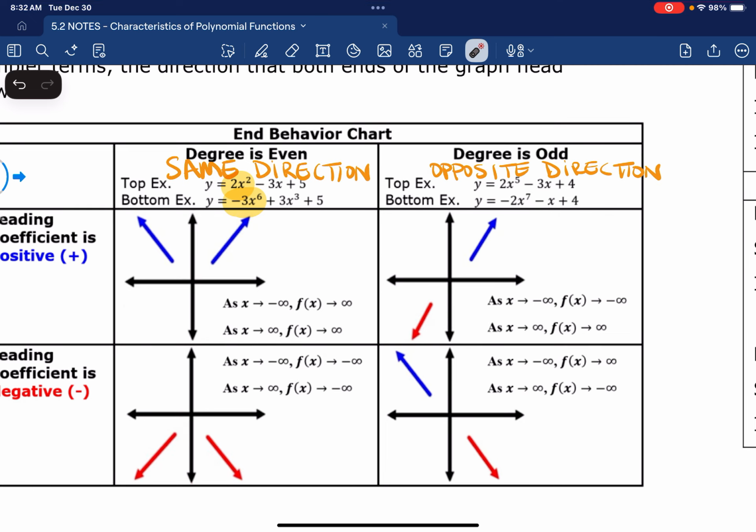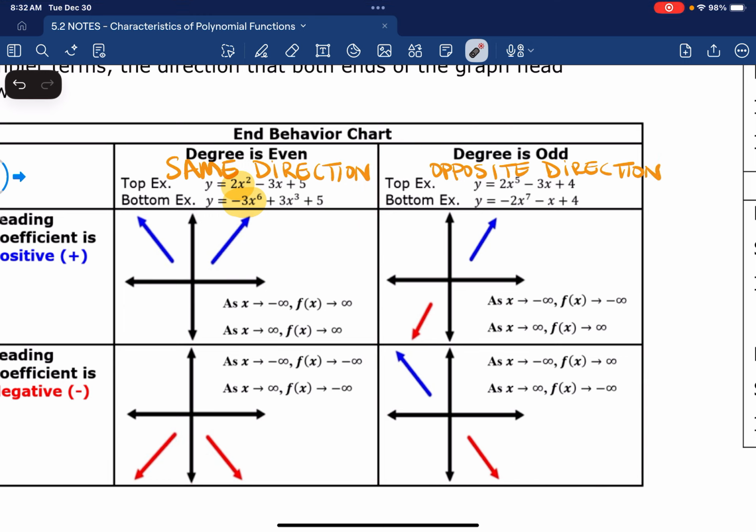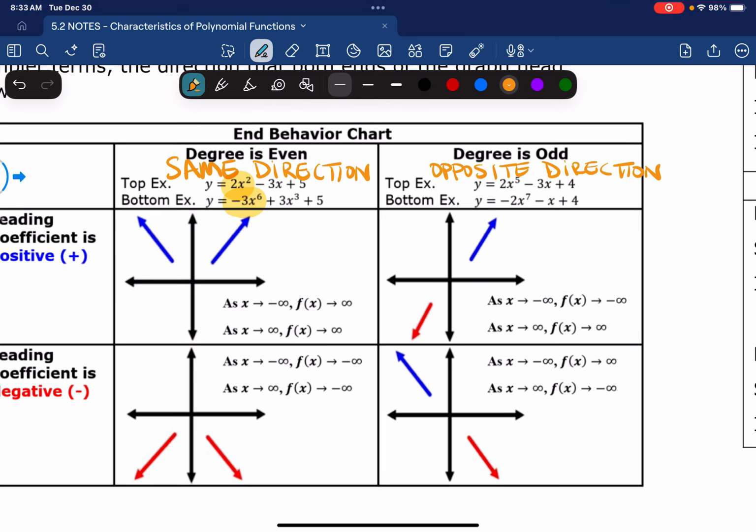All right, so now let's look at odd degree polynomial functions, odd opposite. So if the largest exponent is odd, they're going in opposite directions. But how do you know which way is going up and which way is going down? Well, I kind of like to think of it this way.